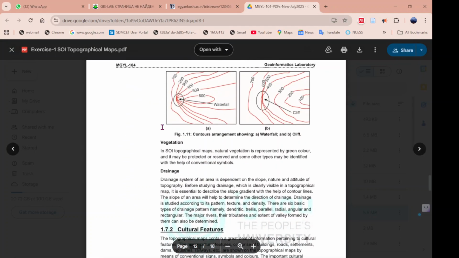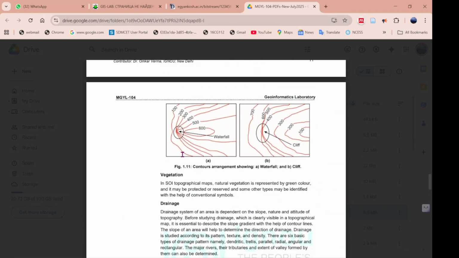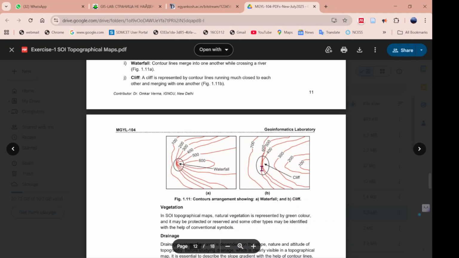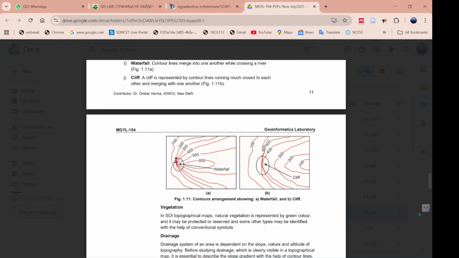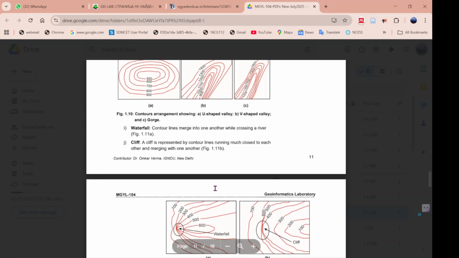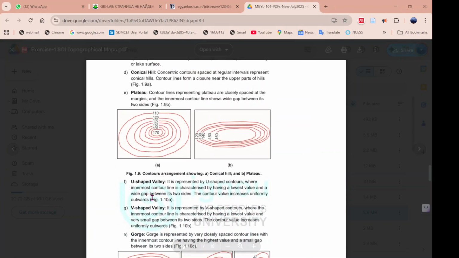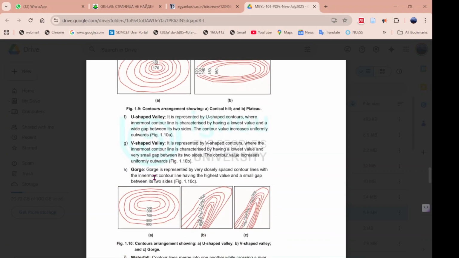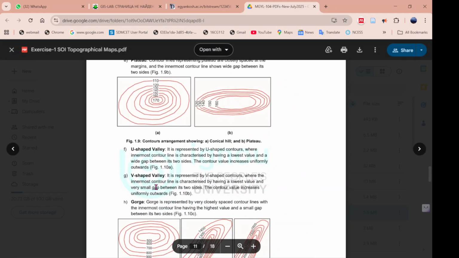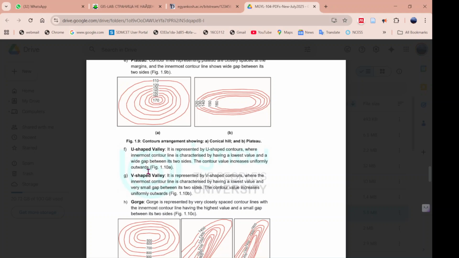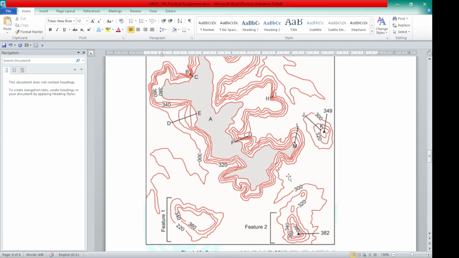Waterfall, cliff, then this is a cliff, this is a waterfall. See, from a higher elevation it goes down to a lower elevation. This is a waterfall. V-shaped and U-shaped valleys and gorges. So we can read these definitions and accordingly find out what kind of slope each one is. So I will see you once I finish this particular exercise.